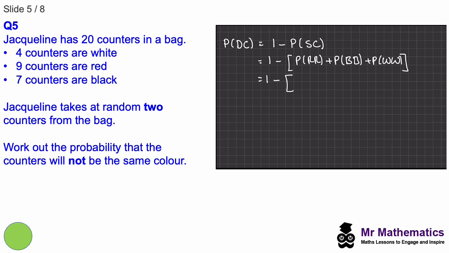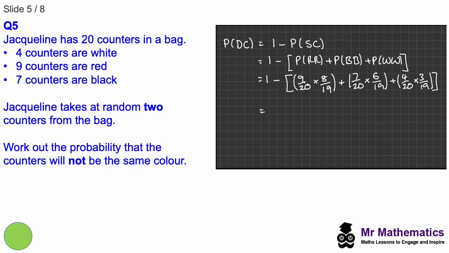Well, the first time we take a red, we've got 9/20. And then when we take a red, we've got 8 reds left and 19 in total. For blue, the first blue probability will be 7/20. Then we take one blue away, so we've got 6 now over 19. And then for white, we've got 4/20 to begin with, and we take one away, so we have 3/19. And we'll close this bracket.